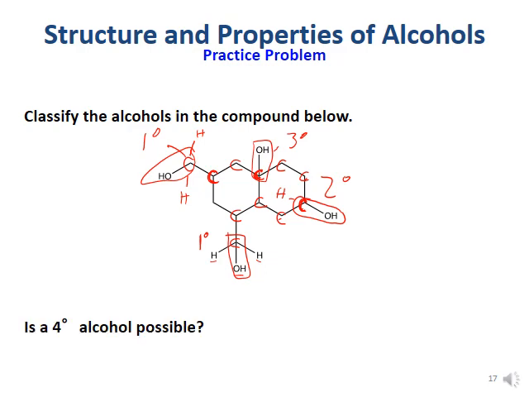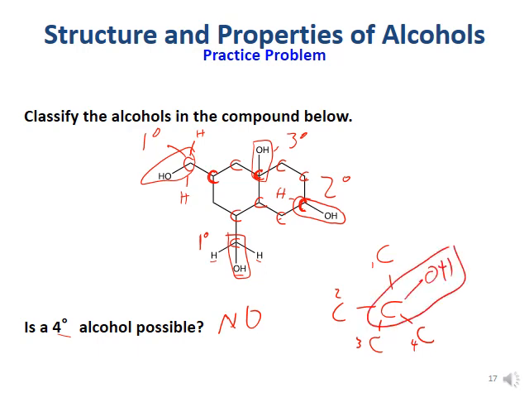Cool. No, there's no quaternary alcohol, because if you had a carbon with 4 carbons attached, for it to be an alcohol, it has to have an OH, and that's 5 bonds. Can't have 5 bonds on carbon, too many electrons. Good.